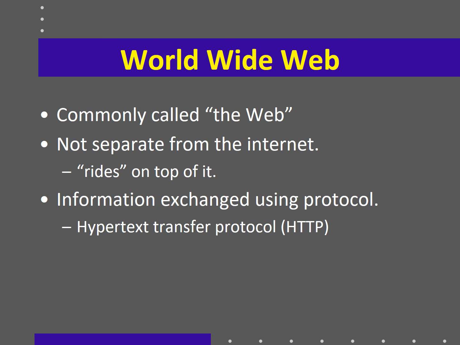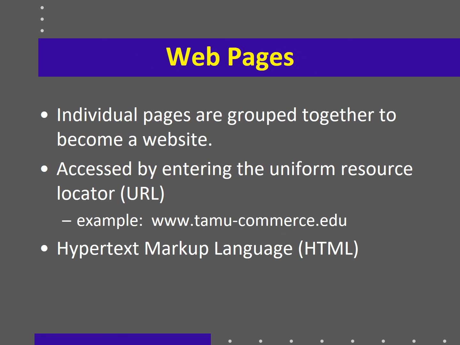Then we have the World Wide Web. It's commonly known as the web, not separate from the internet. It rides on top of the information exchange using a protocol, which is HTTP. Web pages: after searching in a browser, the result that is displayed is known as a web page. Web pages are grouped together to become a website. It is accessed by the uniform resource locator, for example www.tamu.com, tamu slash, or www.tamu-commerce.edu.